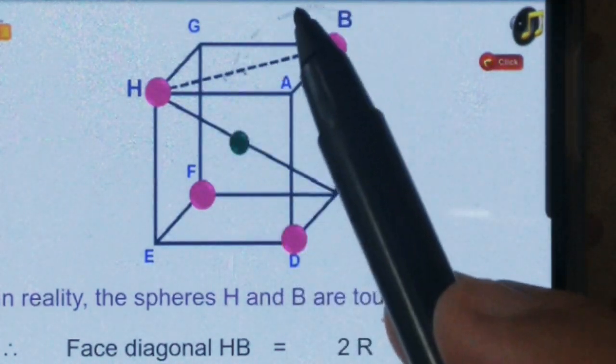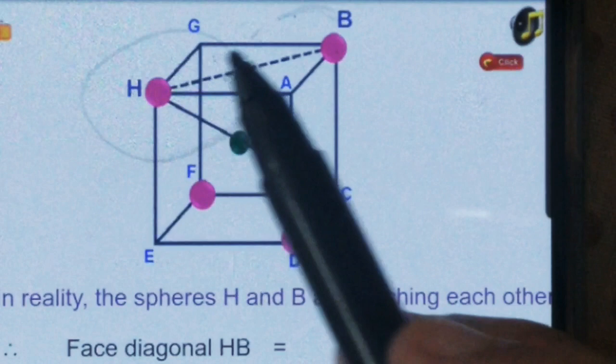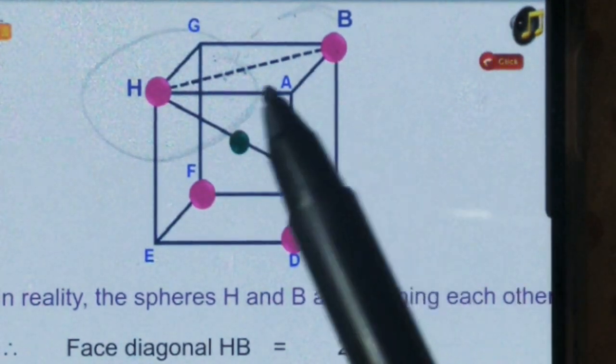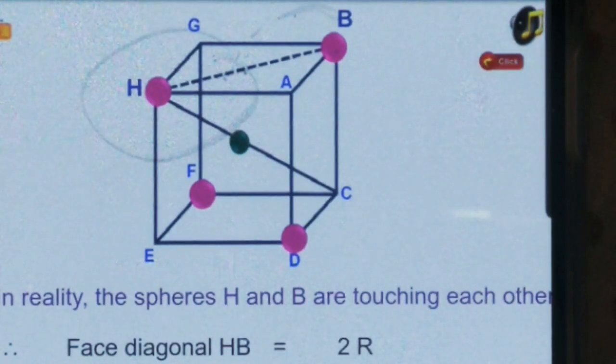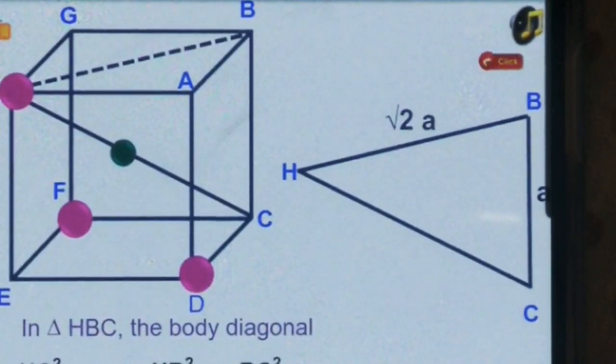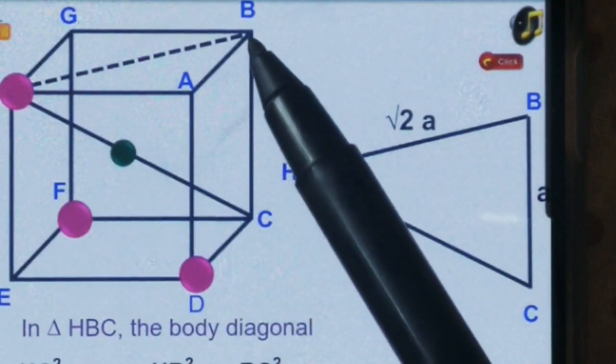This atom will be like this and this atom will be like this. So finally this HB is equal to 2R. Capital R is the radius of what? Atom. Now let's see, this we already took.